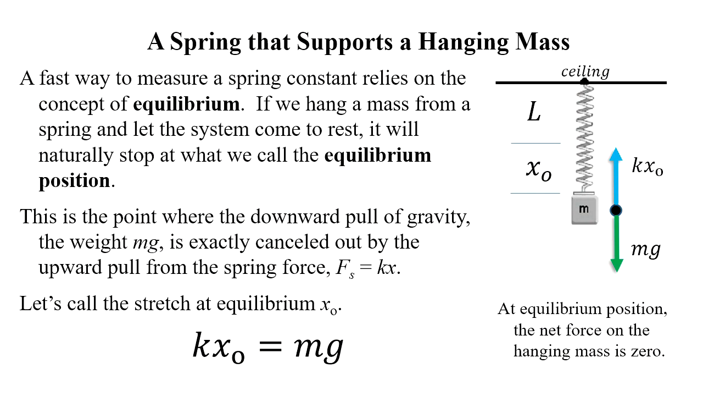Let's talk about a spring that is holding up a hanging mass. This can be a fast way to measure a spring constant. It relies on the concept of equilibrium. If you hang the mass from the spring and let the system come to rest, the mass will naturally hang at what we call the equilibrium position. This is the point where the downward pull of gravity, weight mg, is exactly canceled out by the upward pull from the spring force, which we know equals kx. So we can turn that into an equation. If we call the stretch at equilibrium this special distance x naught, we can say kx naught equals mg.